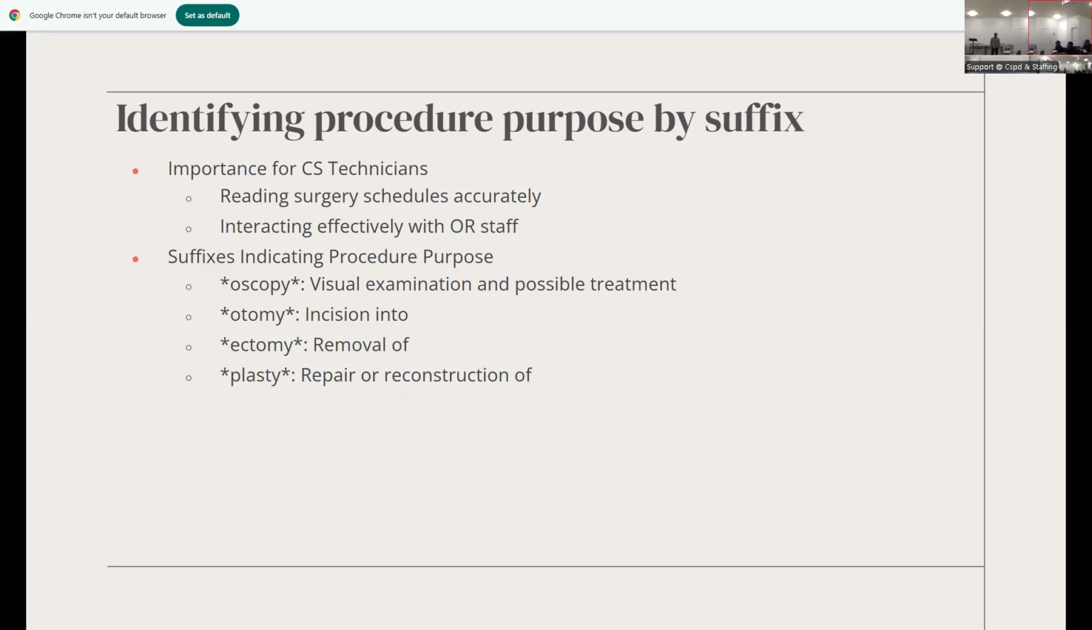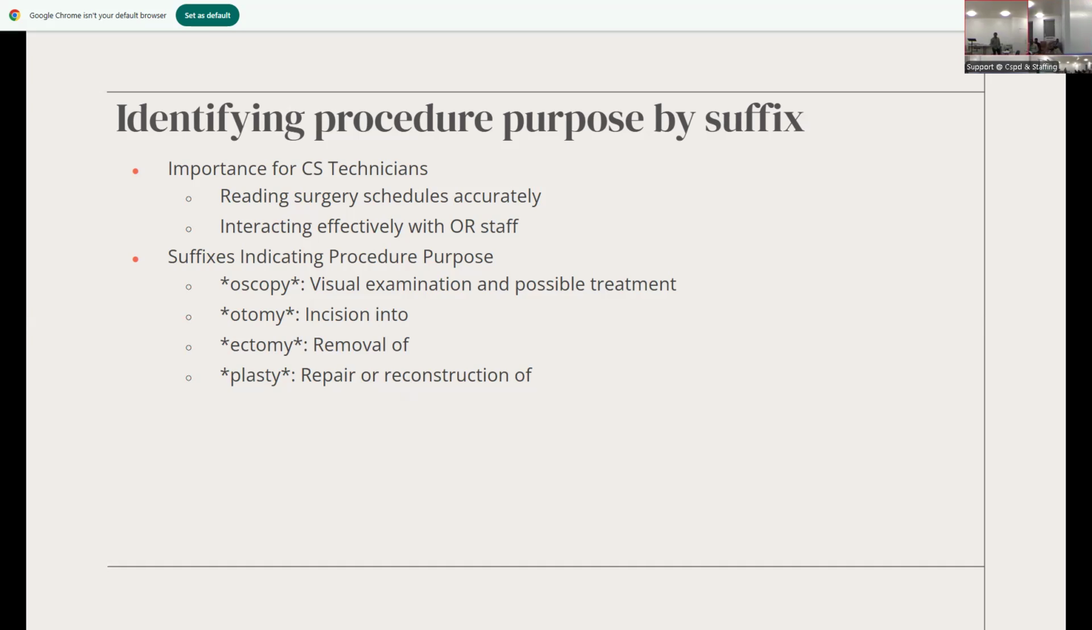Oscopy. Oscopy means visual examination and possible treatment. So you go there, make a hole, go with the scope, and examine. And if you find any abnormality, you take care of it, or you treat it.